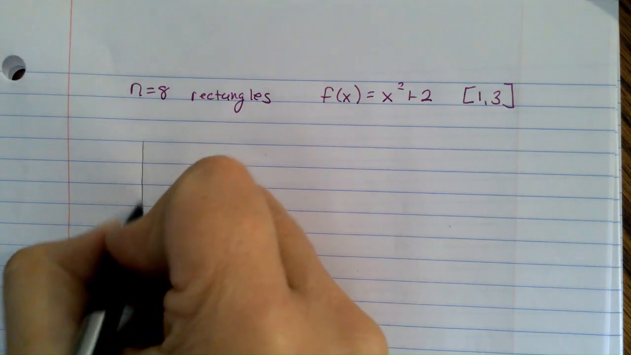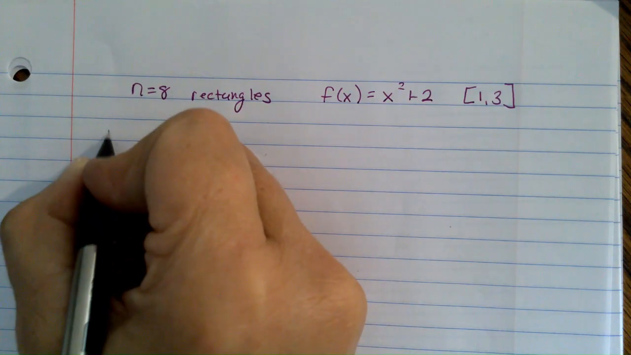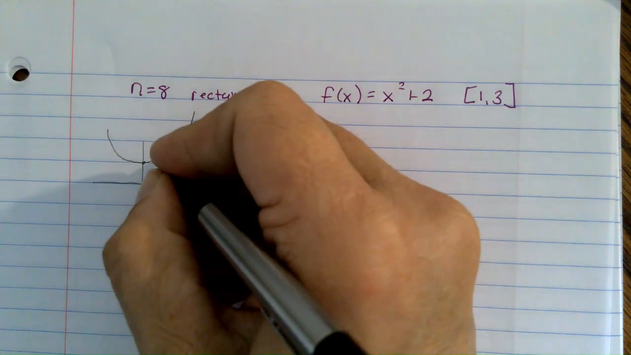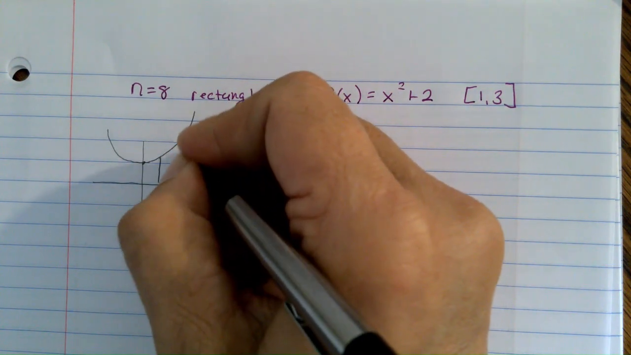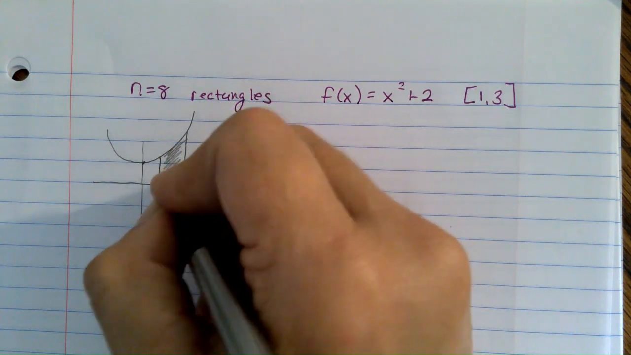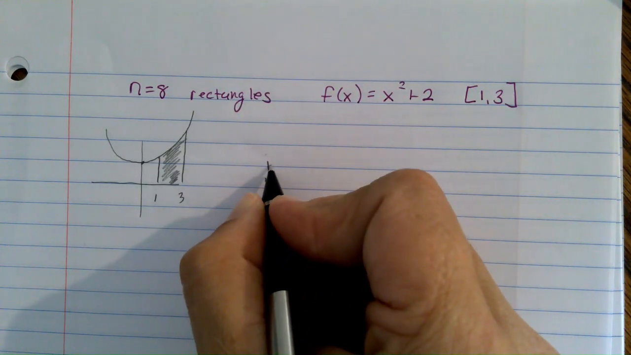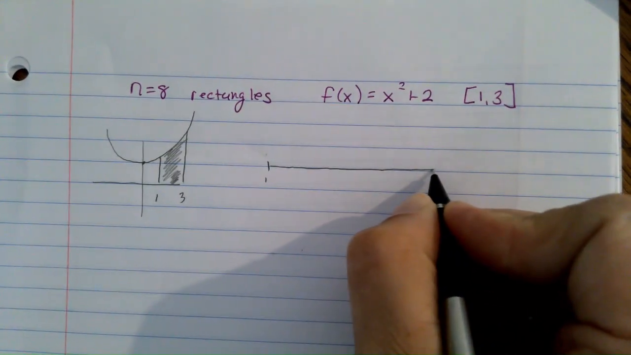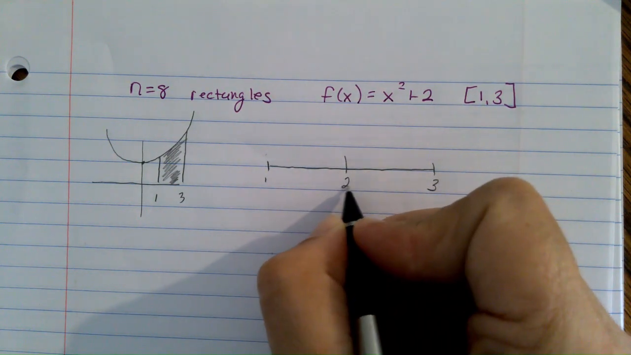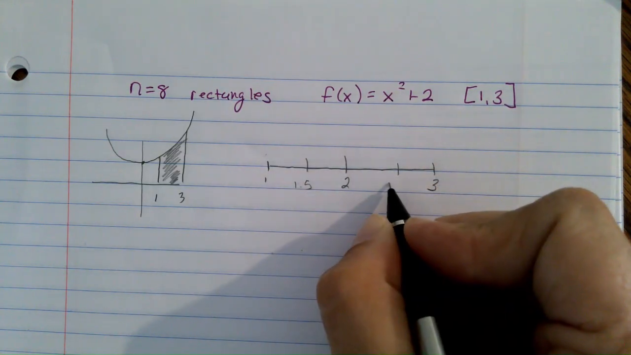Okay. So a parabola that's been shifted up 2. We only want the area from 1 to 3. Okay. Now let's think about that. We're starting at 1. We're ending at 3. What would be in the middle? 2. What would be in the middle of each? That'd be 1.5. That'd be 2.5.